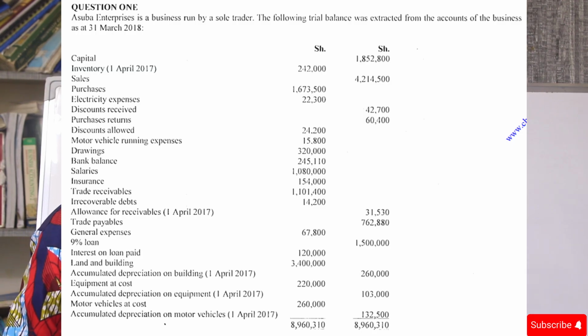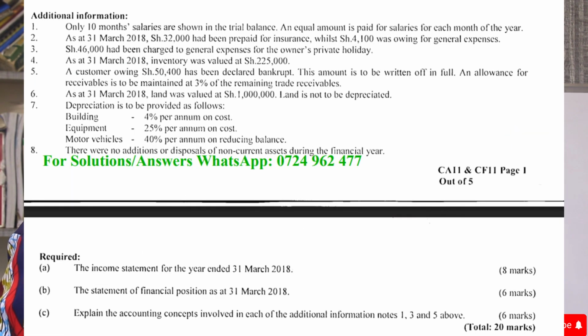Number one, you are told only 10 months' salary is shown in the trial balance. An equal amount is paid for salaries for each of the months. So definitely, you're supposed to compute the monthly salary, but you know that 10 months have been paid, meaning 2 months have not been paid.